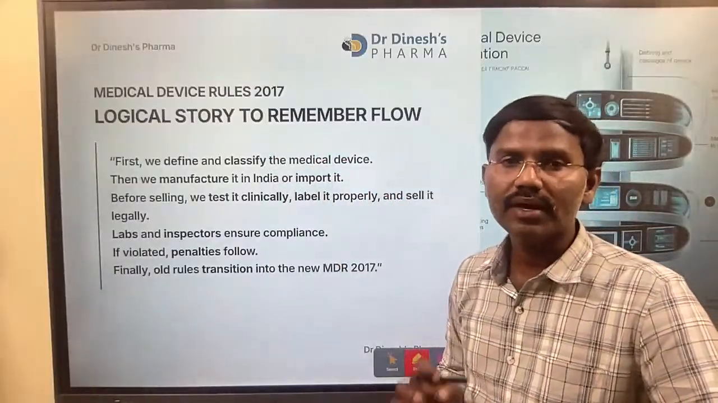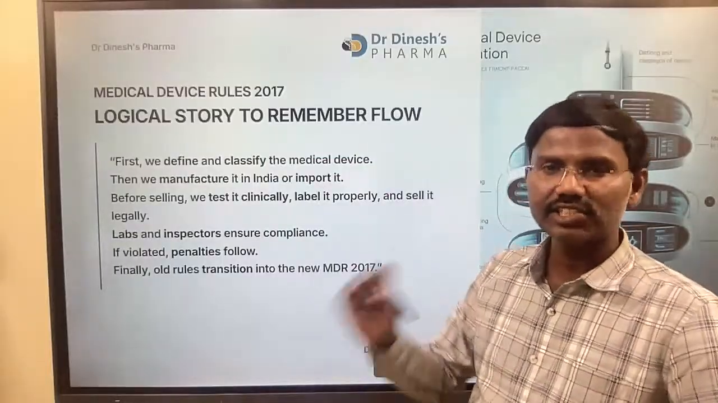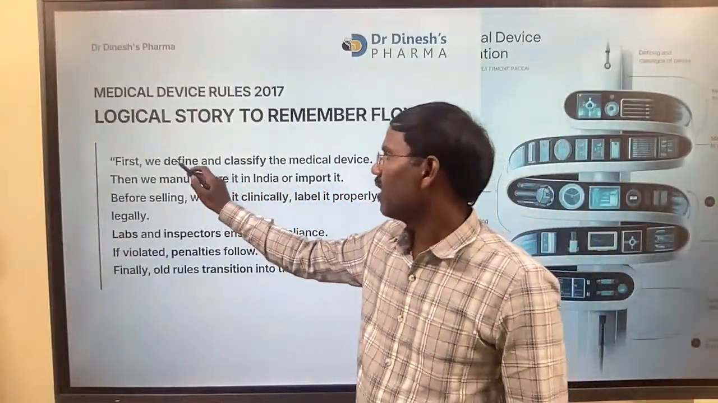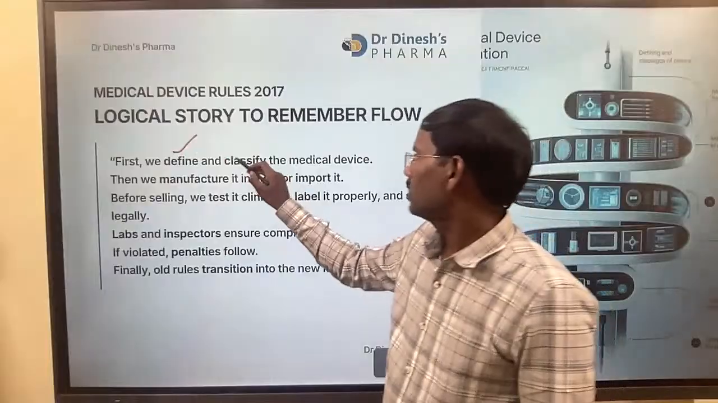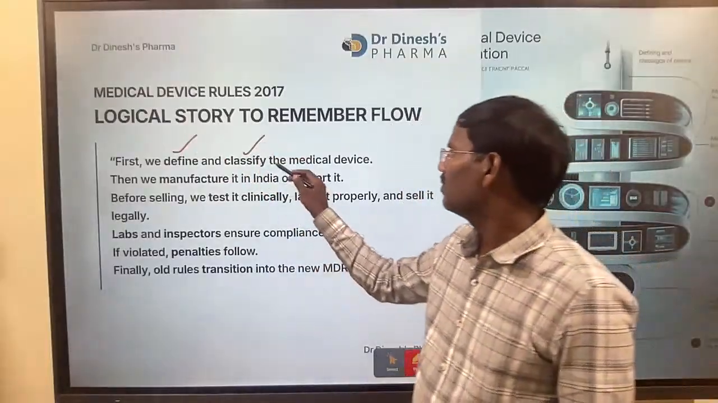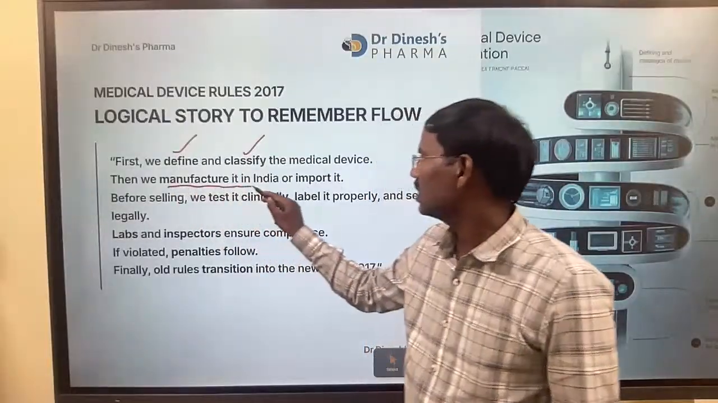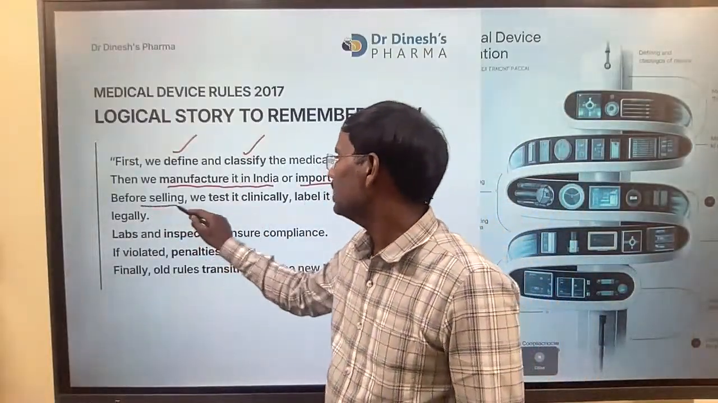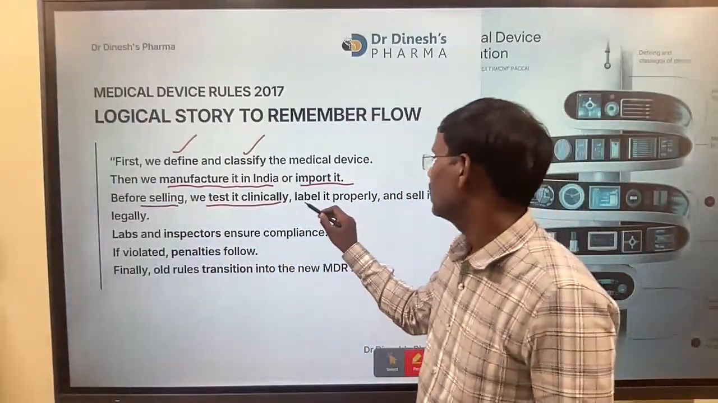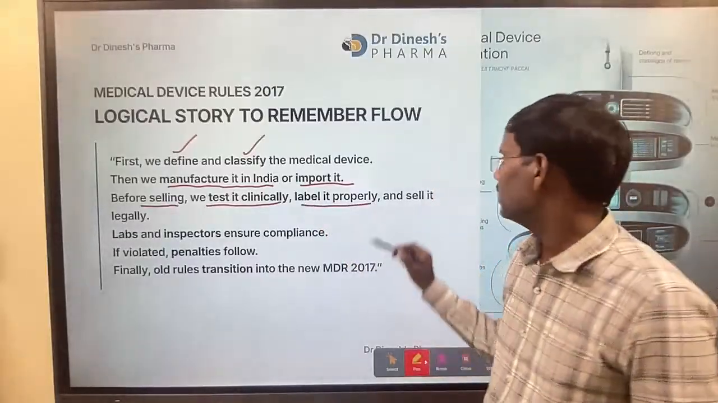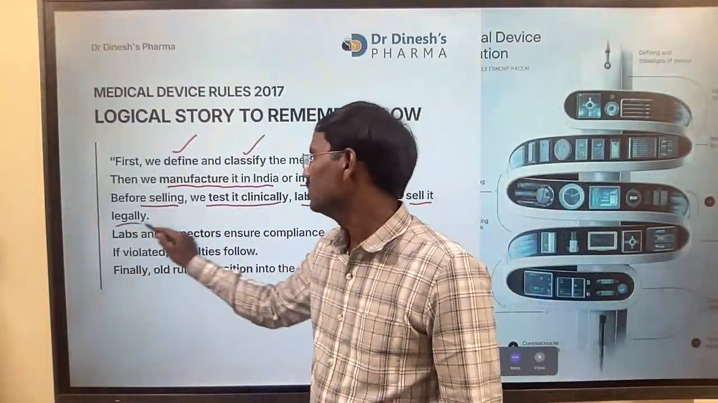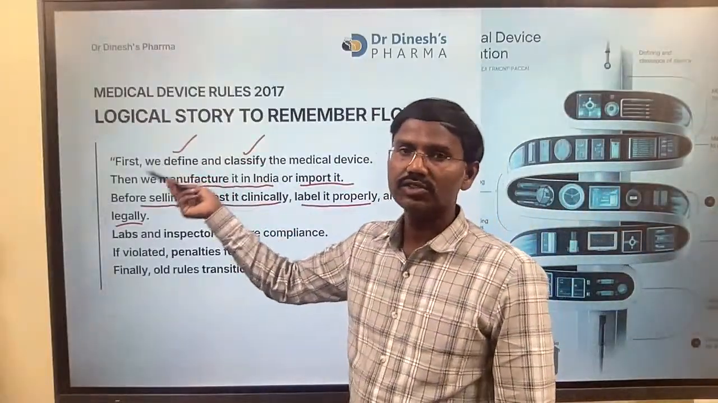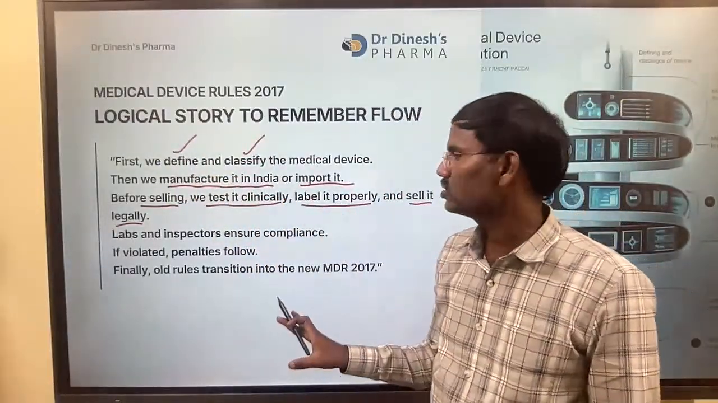How to remember the chapters and rules: import, sale, distribution, manufacturing, and clinical investigation, all these things. First we define the terms and then classify. Then we classify the medical device, then we manufacture it in India, then we import it. This is the sequence. Before selling we test clinically, and label it properly, and sell it legally. Each and every word talks about chapters. Chapter 1: first we define. Like that we need to make a story.